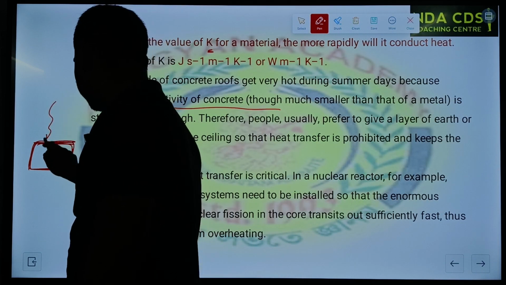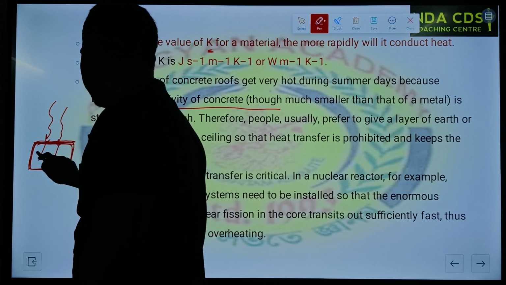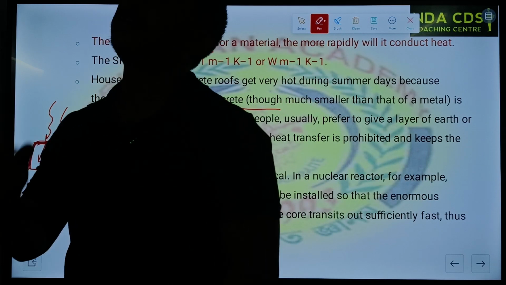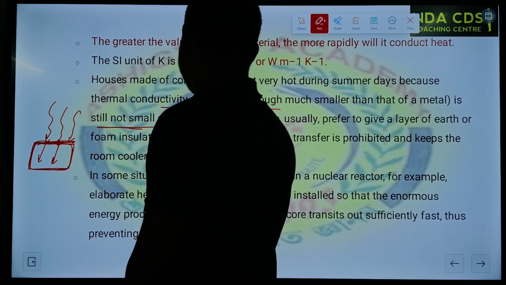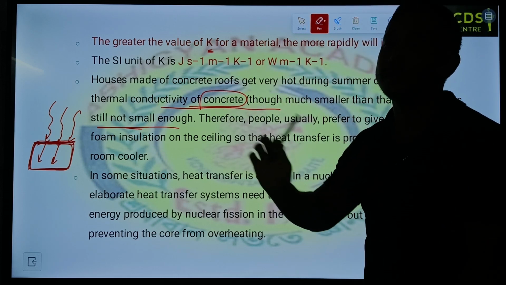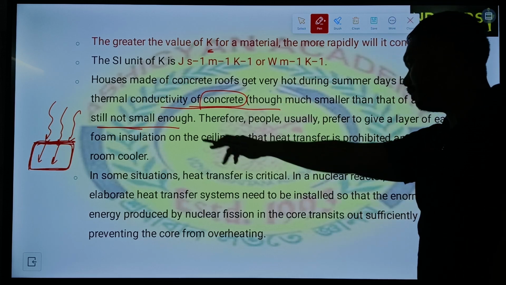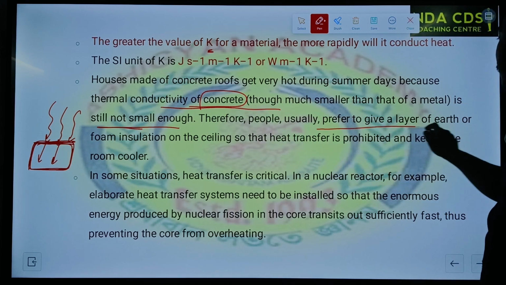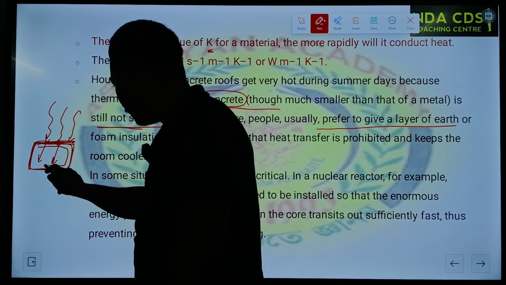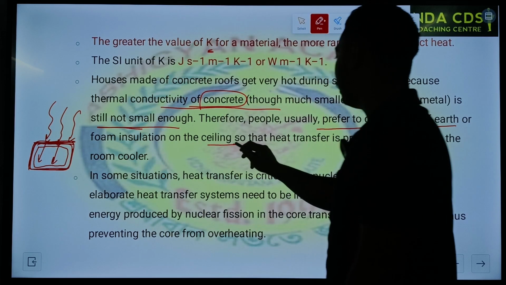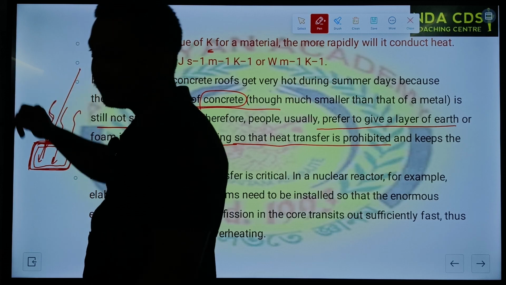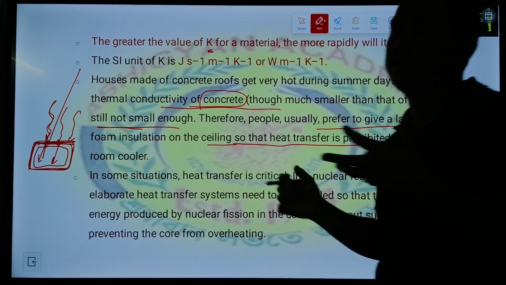So जितना भी heat होता है ना, it gets transferred inside the house. And if you have lived in the heat of Guwahati in a concrete house, it feels very hot. Why? Because the thermal conductivity of concrete is still much larger than many of the substances. That's why in summer days, people having this kind of houses prefer to give a layer of foam insulation on the ceiling, so that heat transfer is prohibited and the heat gets reflected back, so that you feel less hot.